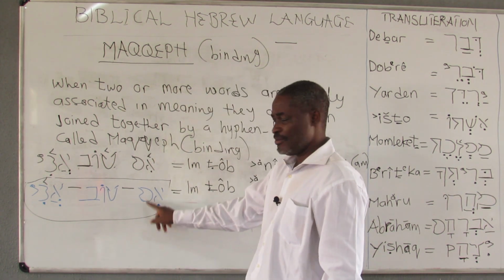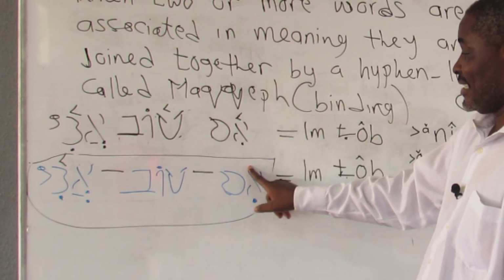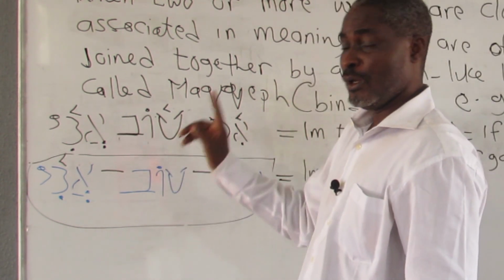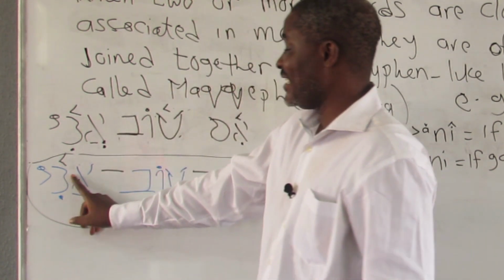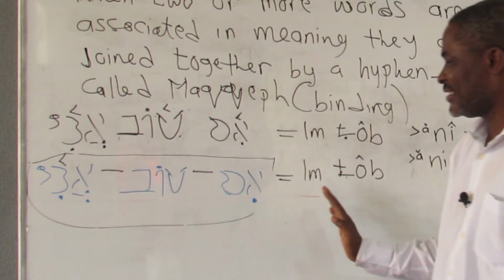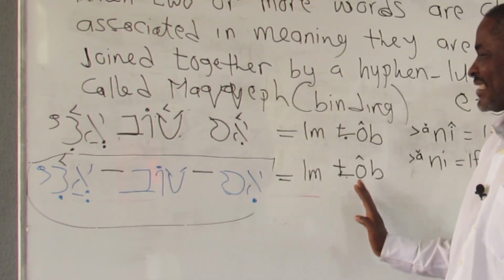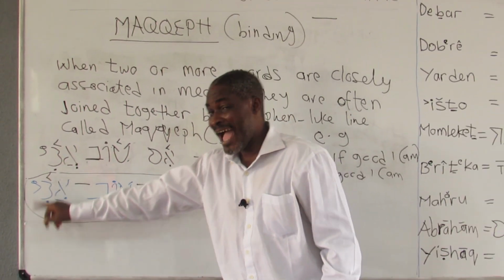The first word, im, lost its accent. The second word, tov, lost its accent. And the only one that retained its accent is the ani. This is the accent, because once the three words have been joined together, all of the accent moves forward to the last word, which is ani.